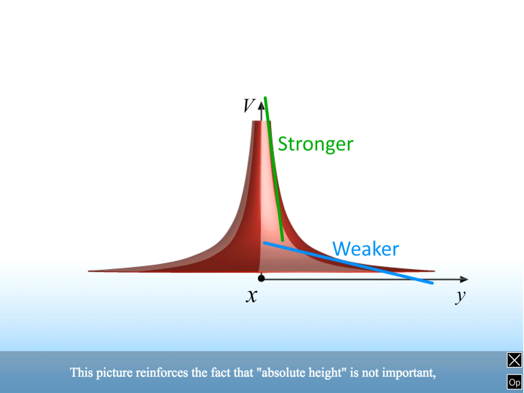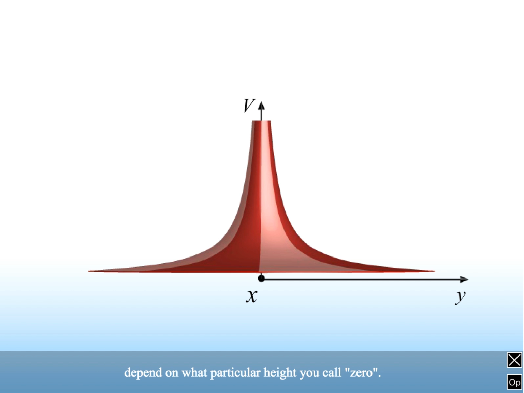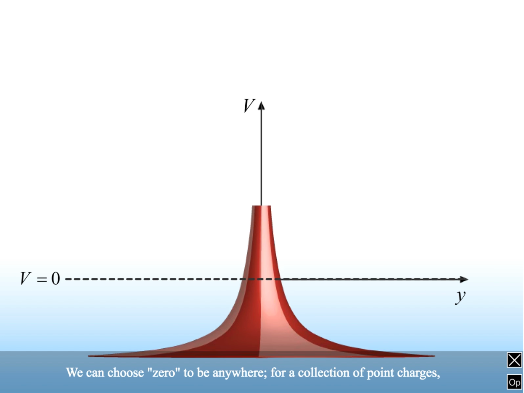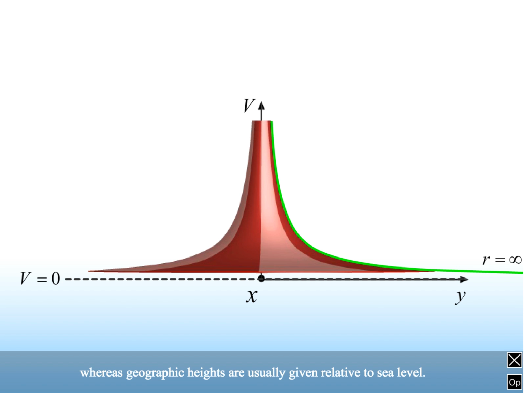This picture reinforces the fact that absolute height is not important. What matters is the change in height, i.e., the electric field is determined from this change in height, from the steepness of the curve, which certainly does not depend on what particular height you call zero. We can choose zero to be anywhere. For a collection of point charges, we usually choose zero to be at infinity, whereas geographic heights are usually given relative to sea level.